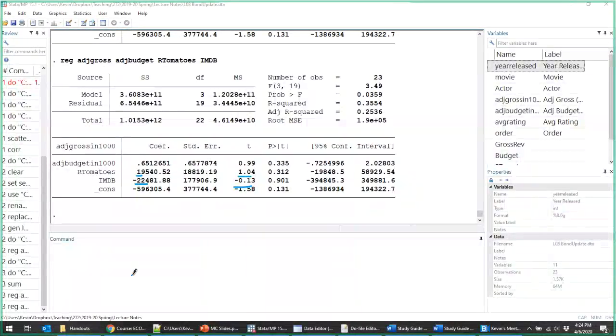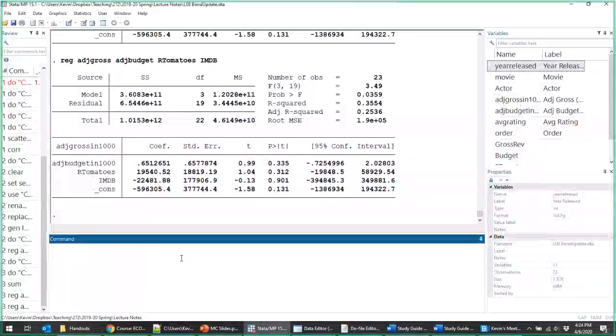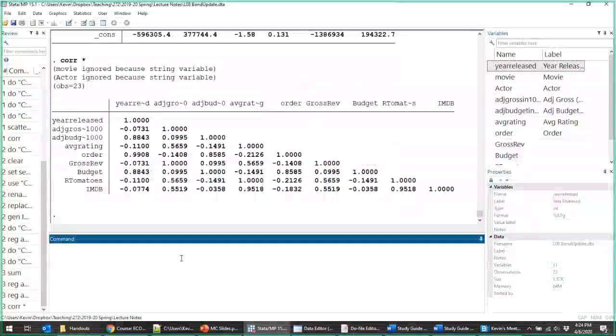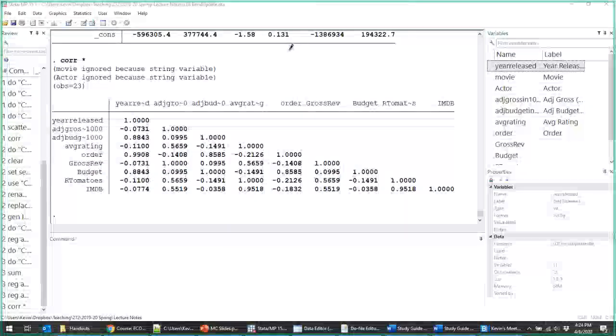So let's go ahead and do our 3 criteria for imperfect multicollinearity. The first one is we're just going to look at the correlation coefficients among all of these variables. How correlated are the different things? And sure enough, our Rotten Tomatoes and our IMDb variables have a correlation coefficient of 0.95. This is clear evidence of variables that are likely imperfectly multicollinear.